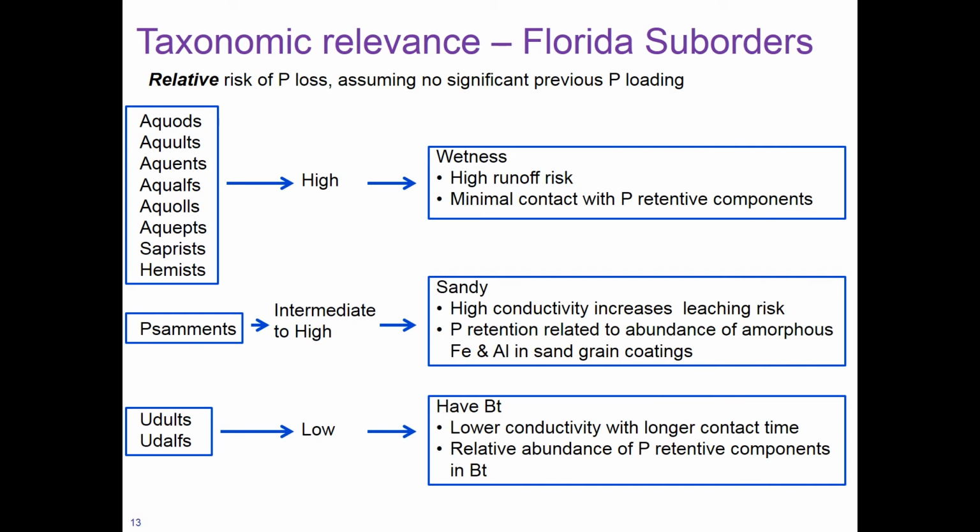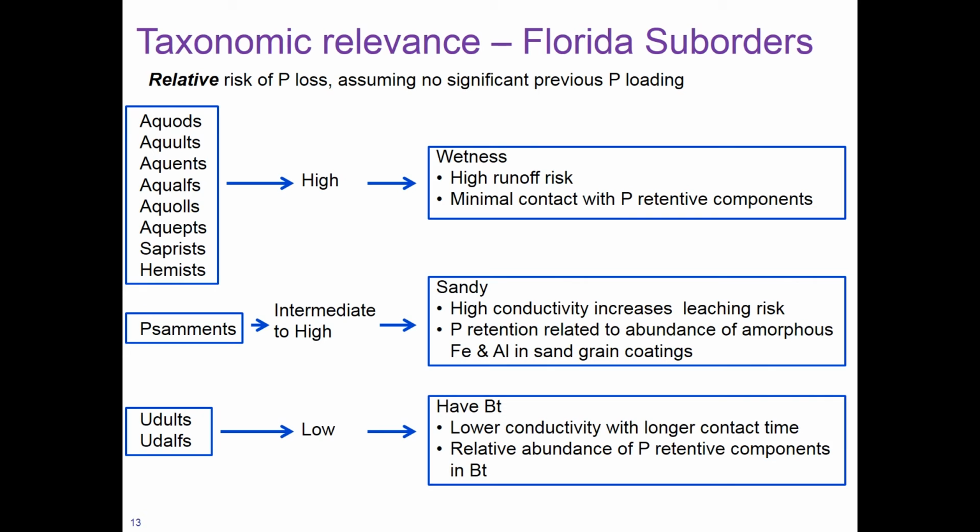And psamments can be intermediate to high risk. They're sandy, and that's probably their main liability. They're highly conductive, and they have a high leaching risk or a high risk of water moving quickly through the soils since they're relatively well-drained sandy materials. The P retention is related to the abundance of amorphous iron and aluminum in sand grain coatings. So coatings are important in keeping it in the intermediate rather than the high range of leaching risk for phosphorus.